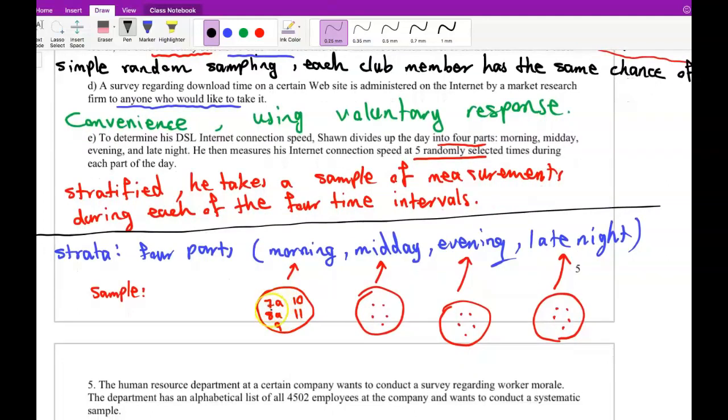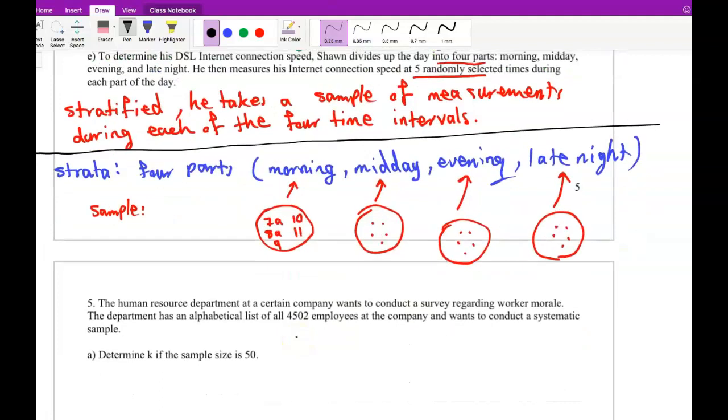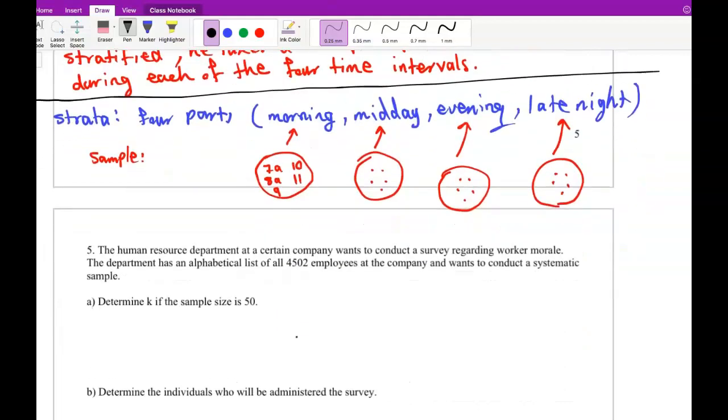So it's not that my sample is 7 a.m. He measures his internet connection speed at a specific time, so at 5 randomly selected times during each part of the day. Let's say he decided to measure his internet connection at 7 a.m., then after that at 8 a.m., 9 a.m., 10 a.m., and then finally at 11 a.m. So he measures his internet connection at these times that he randomly selected.